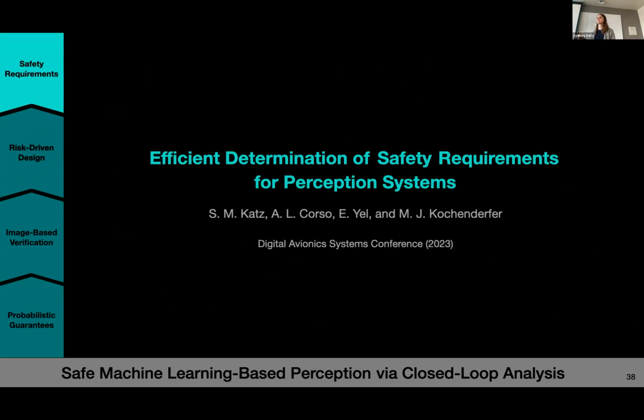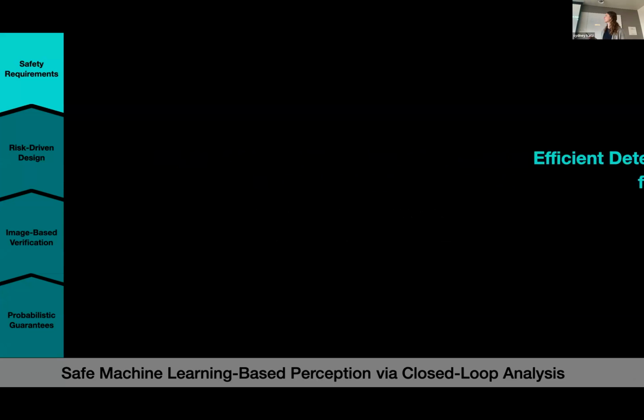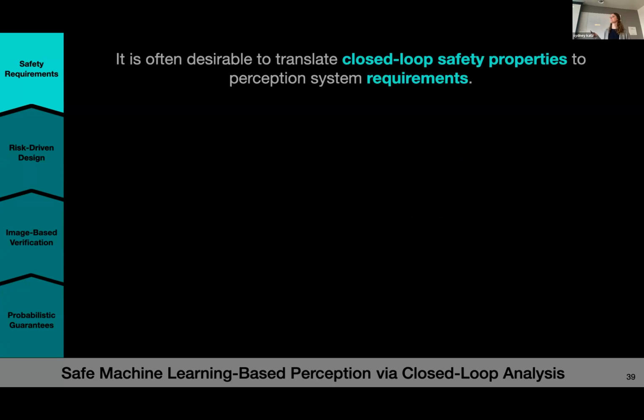Okay, so that brings me to my last contribution, which is also related to safe design. I'm not going to spend quite as much time on this one, just for the sake of time. But essentially, it relates to the efficient determination of safety requirements for perception systems. So the overall goal here is very similar to the risk-driven design goal, where in the risk-driven approach, we were trying to translate closed-loop safety properties to a notion of risk of making perception errors. And in this case, we're trying to now translate closed-loop safety properties to specific requirements for the performance of our perception system. So I'll bring back this aircraft collision avoidance example one more time.